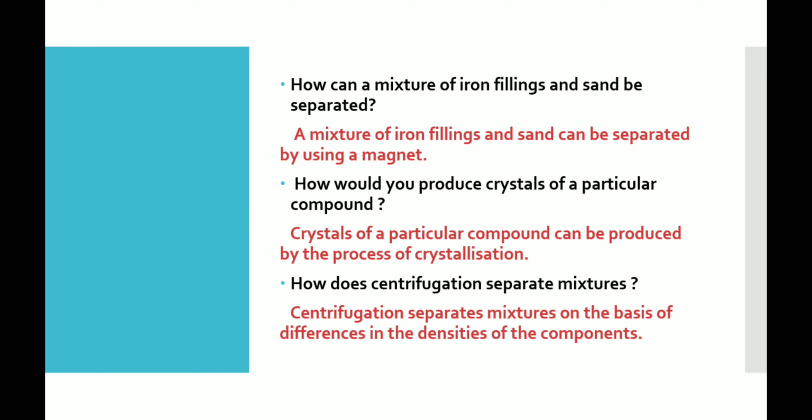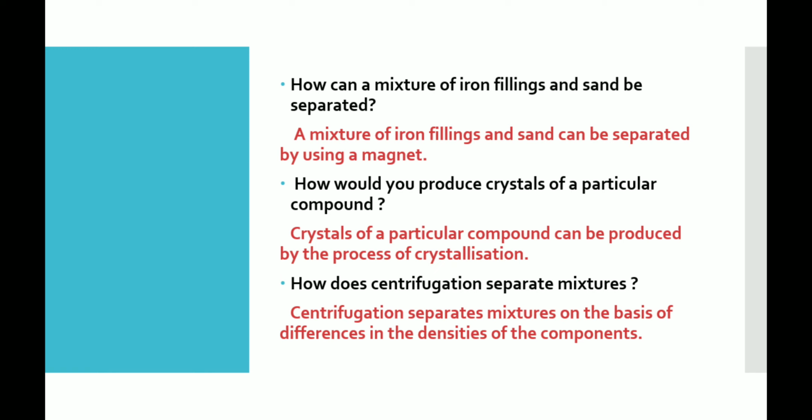Then the next question is question number 4. How can a mixture of iron filings and sand be separated? The answer goes like this. A mixture of iron filings and sand can be separated by using a magnet. Next question. How would you produce crystals of a particular compound? Crystals of a particular compound can be produced by the process of crystallization.